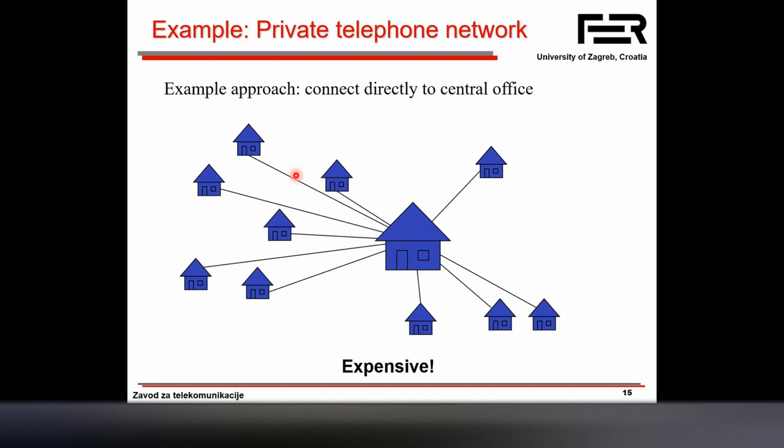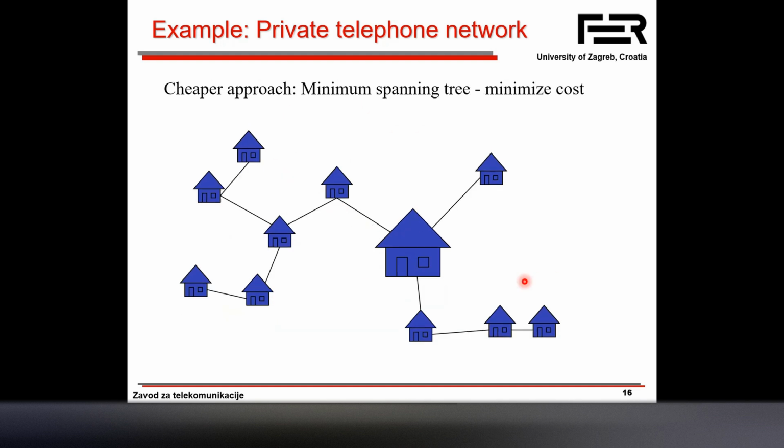One approach would be to connect directly to a central office. A cheaper approach would be to try to find a minimum spanning tree, right? So this is an example with a telephone network. Another example could be that you have, let's say, some data centers and you need to have certain servers where you're replicating certain content.